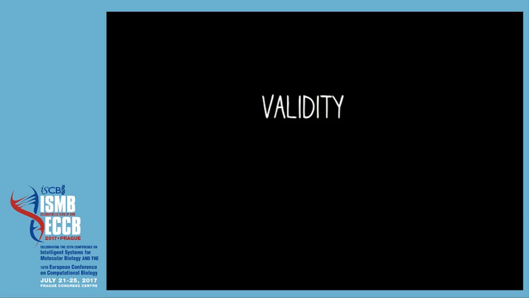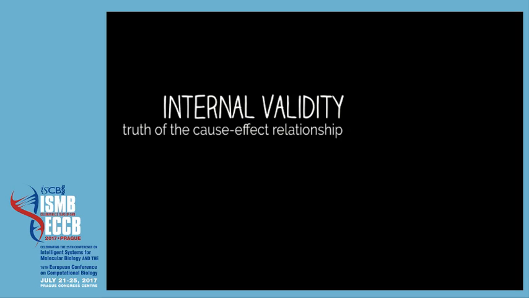And so when we think about validity in science, we think about it in 2 different ways. The first type of validity is internal validity. And this is about the truth of the cause and effect relationship: that the cause and only the cause is the thing that induced an effect in our experiments. The second kind of validity is external validity, which is the extent to which the effects that we see in an experiment can generalize to a broader population.